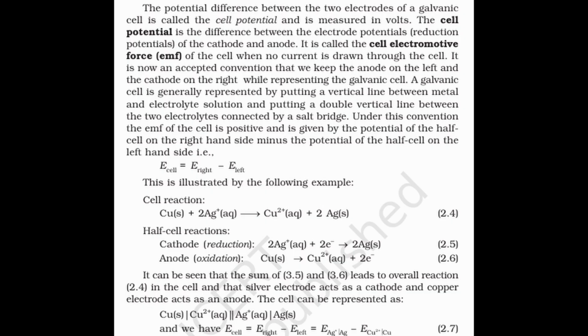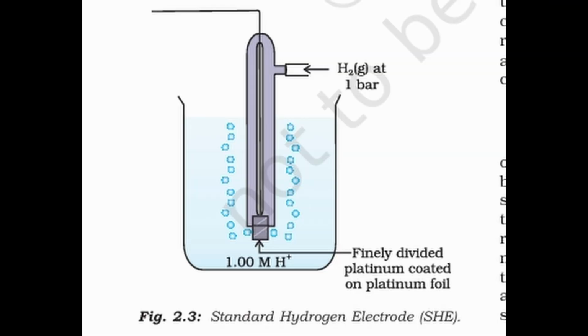It is important to note that the potential of an individual half cell cannot be measured directly. Only the potential difference between two half cells can be measured. To solve this problem, one reference half cell is chosen, whose potential is defined as 0. This is the standard hydrogen electrode.